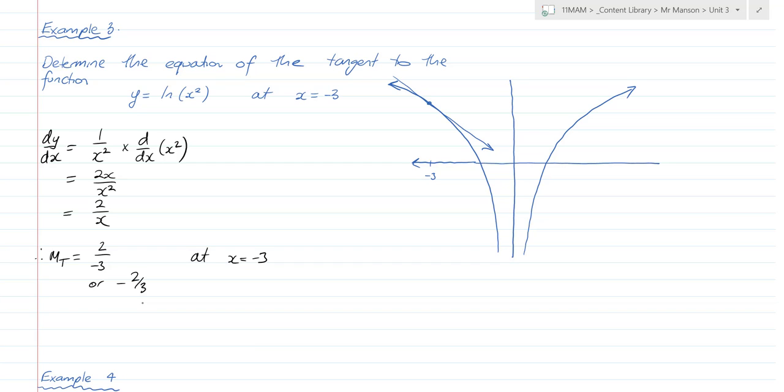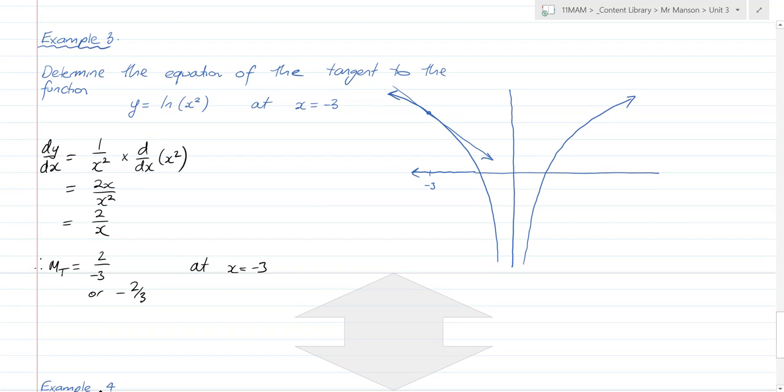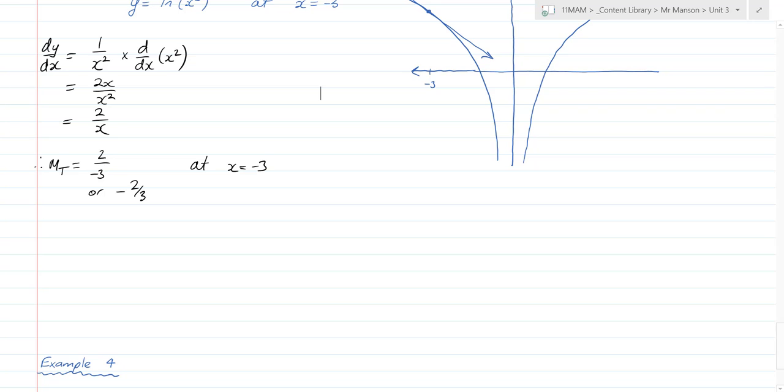So the question says, determine the equation of the tangent. I'm going to go ahead and do that now. To do that, I'm going to recognize first that I have my gradient equal to negative 2/3 and x equals negative 3. What I don't have is my y value. That's my issue at the moment. So I need to determine my y value as well. y is equal to the natural log of x squared, and therefore y in this case is equal to the natural log of negative 3 squared, which equals the natural log of 9.